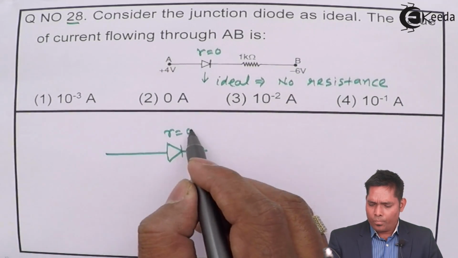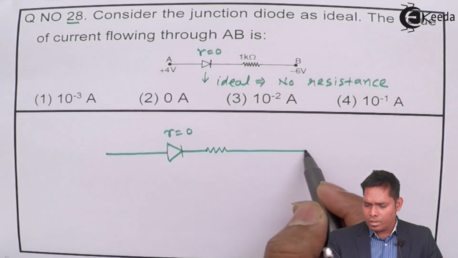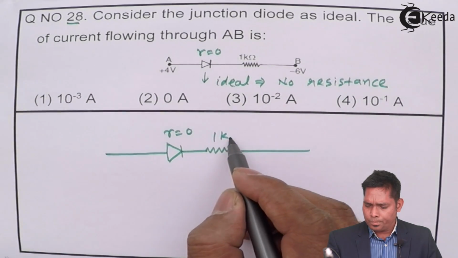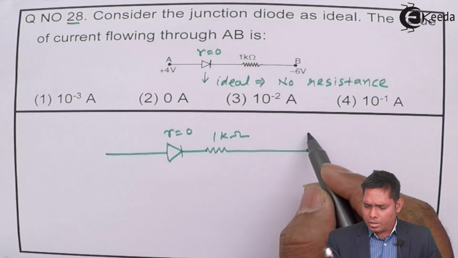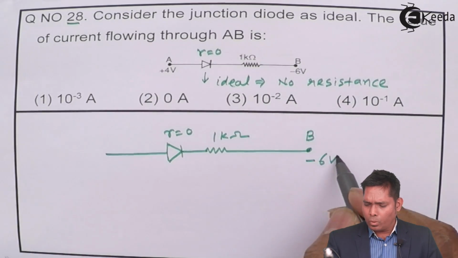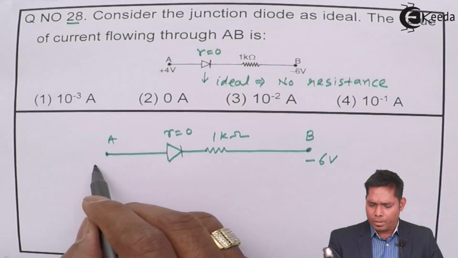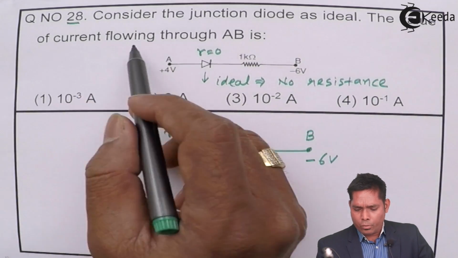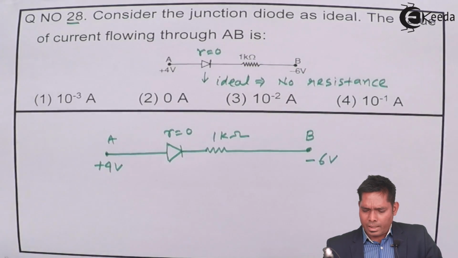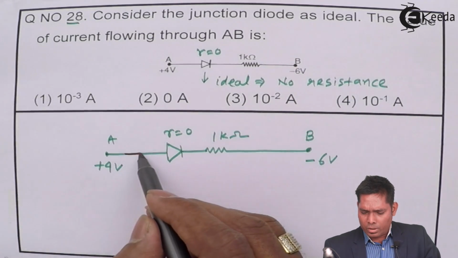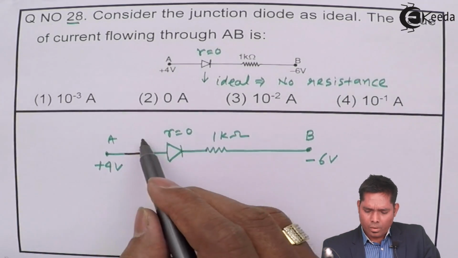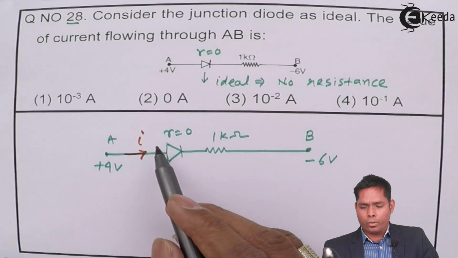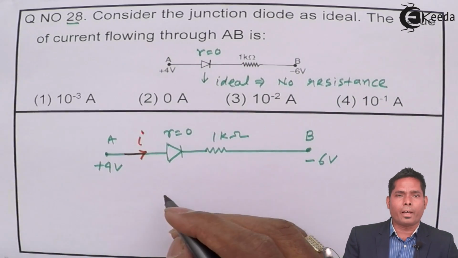The resistance is 0 and there is a resistance of 1 kilo ohm connected here. This point is B which is having minus 6 volt and this point is A having plus 4 volt as shown in figure. So you have to find the current flowing through this. Suppose that I say the current that is flowing through this is I. Now our aim is to find the value of I.